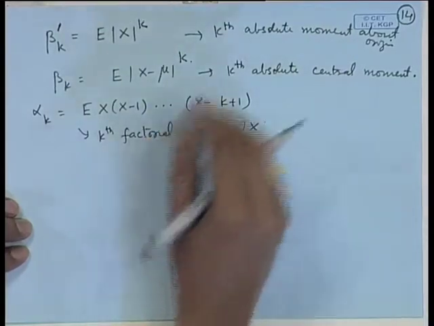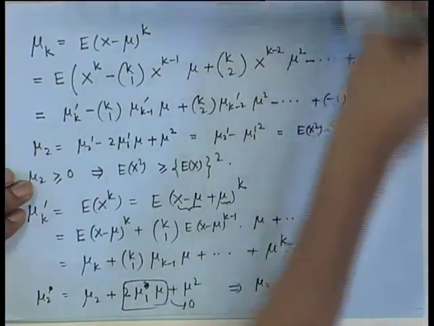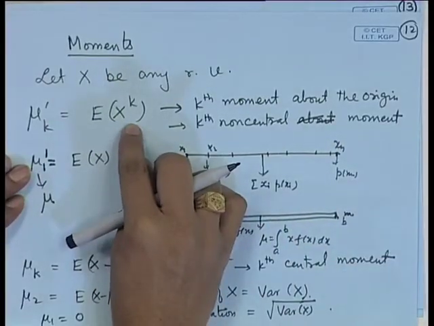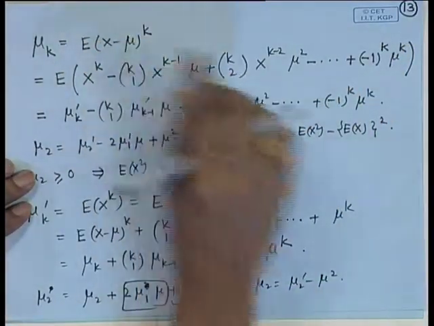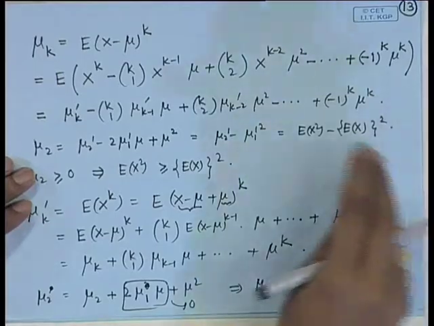In all the definitions of the moments, the basic thing is that these expectations must exist. For example, expectation of modulus x to the power k must exist, expectation of modulus x minus mu to the power k must exist. That means, the corresponding integrals or the summations must be absolutely convergent. In some cases, a lower order moment may exist, a higher order moment may not exist. Let us take one example.